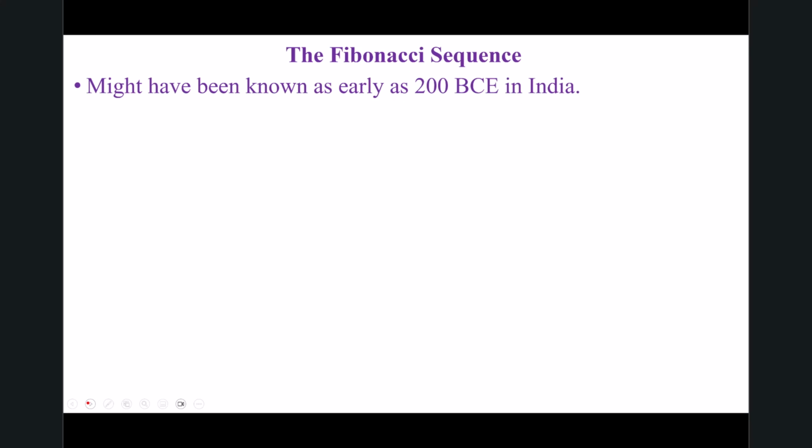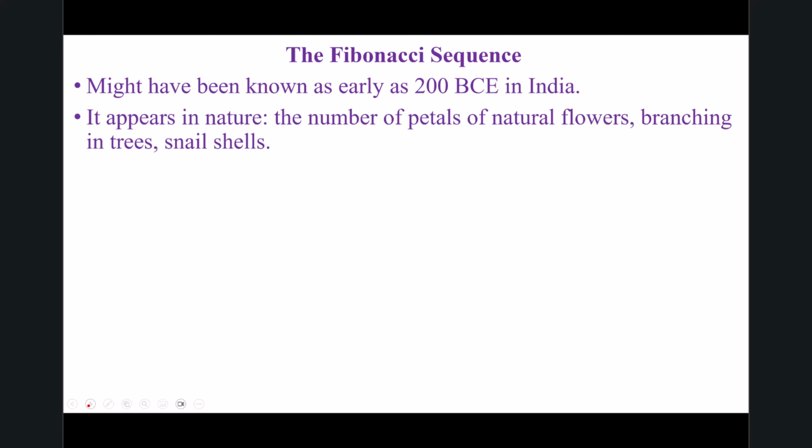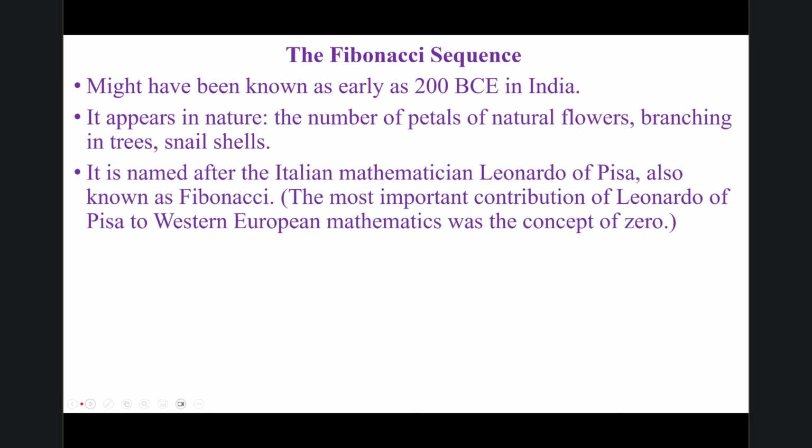The Fibonacci sequence has been around for a long time. We have evidence that it's been known as early as 200 BCE in India. It appears a lot in nature. So this sequence, we can see it in the number of petals on a lot of flowers, branching in trees, snail shells, lots of other examples. And it's named after the Italian mathematician Leonardo of Pisa, who was also known as Fibonacci. And one of the contributions he made to the field of math was the concept of zero. He helped with that.